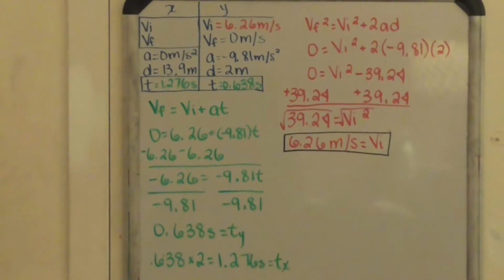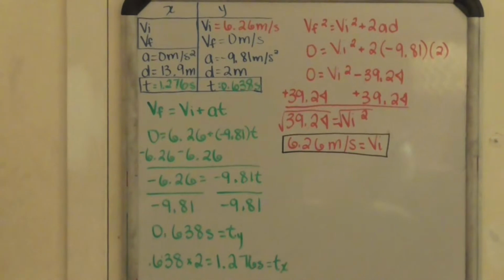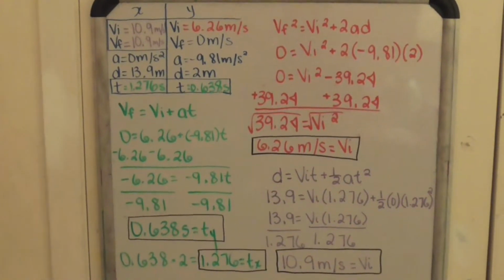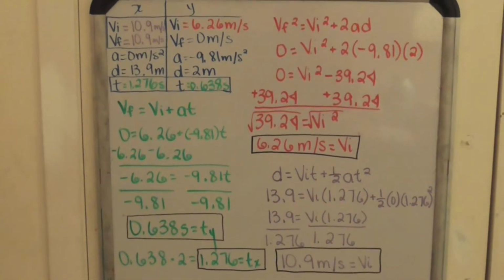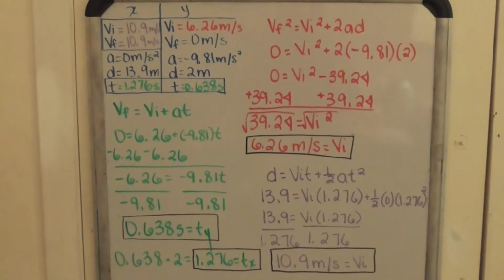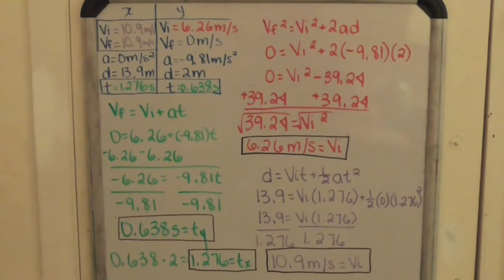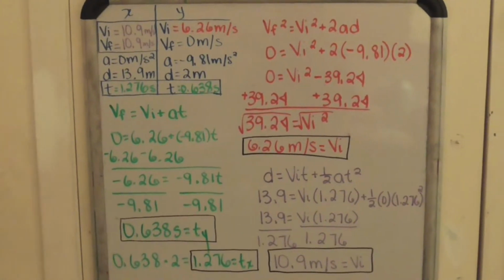To solve for the vertical time, the formula Vf equals Vi plus At can be used. The horizontal time can be found by multiplying the vertical time by 2. You can then solve for the horizontal initial velocity by using the equation d equals Vit plus 1/2 At squared. Because the horizontal acceleration is 0 meters per second squared, the initial and final velocities are equal.